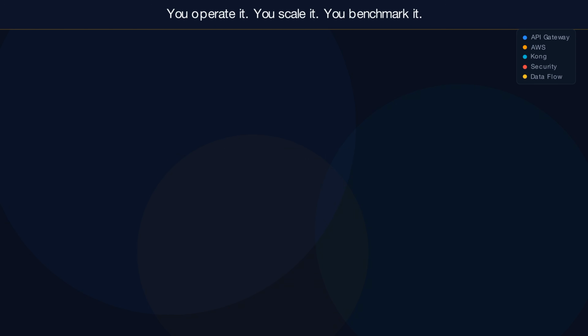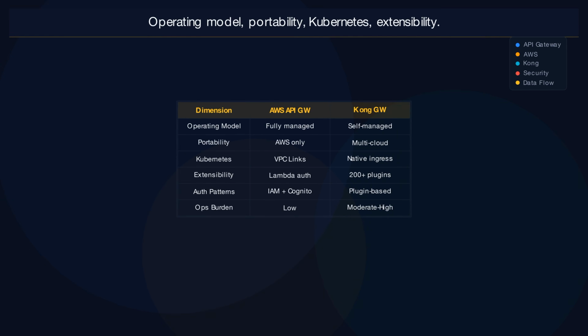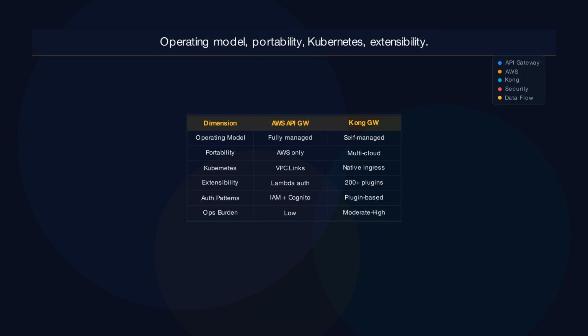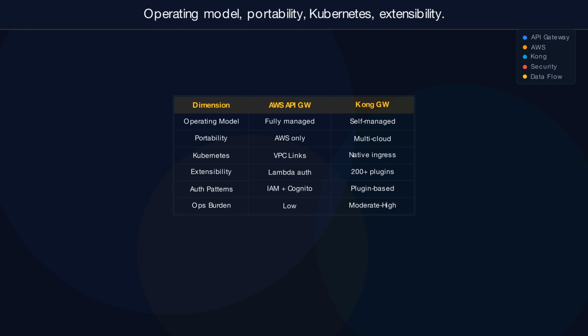AWS versus Kong, head-to-head. Operating model. AWS is fully managed. You configure, they operate. Kong is self-managed. You have full control, but full responsibility. Portability. AWS runs only on AWS. Kong runs on any cloud, any Kubernetes cluster, bare metal. Kubernetes. AWS connects via VPC links, an extra hop. Kong is the Ingress controller, native integration.